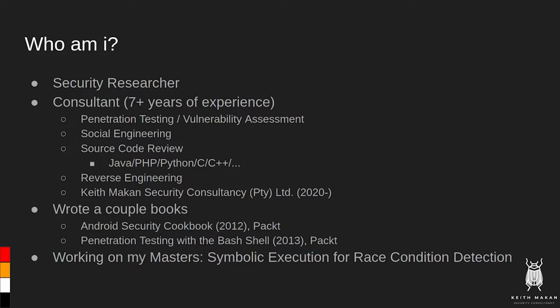I also wrote two books. One of them is called the Android Security Cookbook, which I released in 2012. It's a collection of recipes that you can use to break open an Android app, reverse engineer it, and assess it for vulnerabilities. The other book I wrote is called Penetration Testing with a Bash Shell, and it's also a collection of small recipes that make it easier to use Bash for automating penetration testing tasks. Currently I'm working on my master's, which focuses on symbolic execution for race condition detection. So I'm going to use a symbolic execution engine to autonomously find race conditions in binaries.